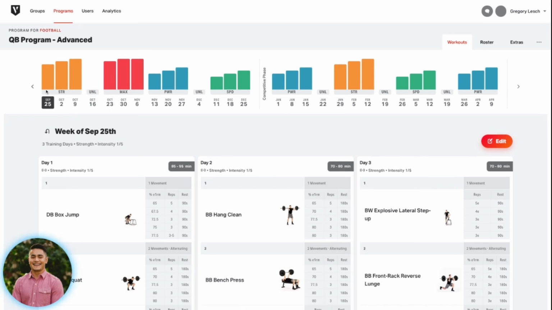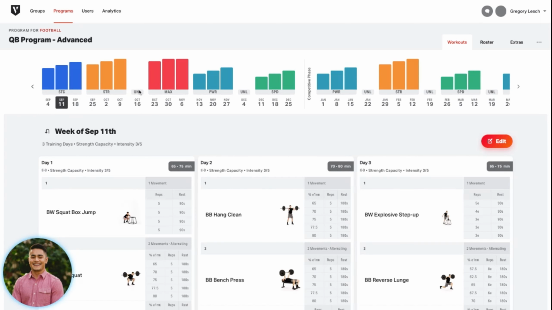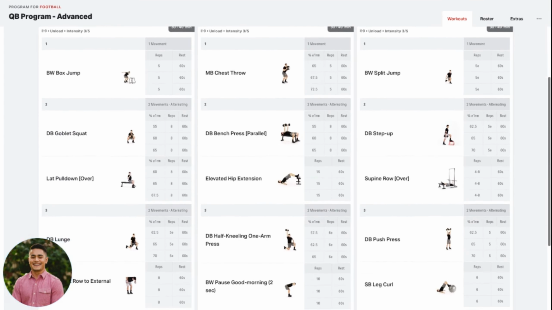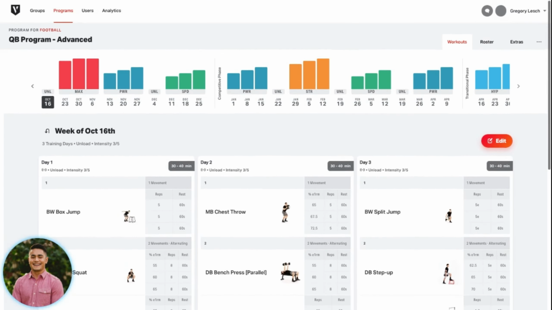Then we can unload. This will be our first unload in this program. So we get to October 16th. We still have training programmed, but you can see they're a lot shorter. You're only doing 3 sets of each exercise. This is meant to be a time for us to take the foot off the gas and allow a full week of active recovery before we attack this next training block in max strength.